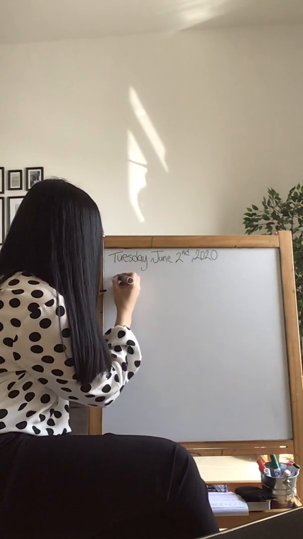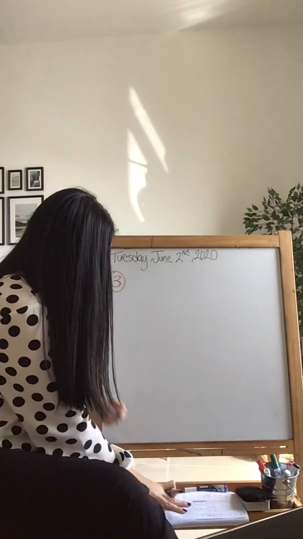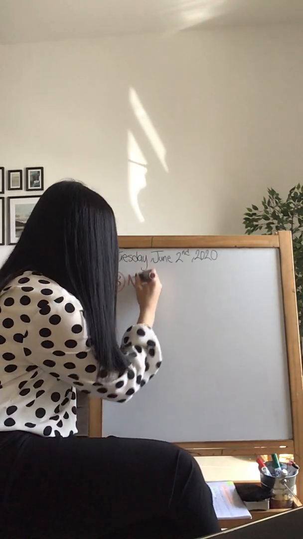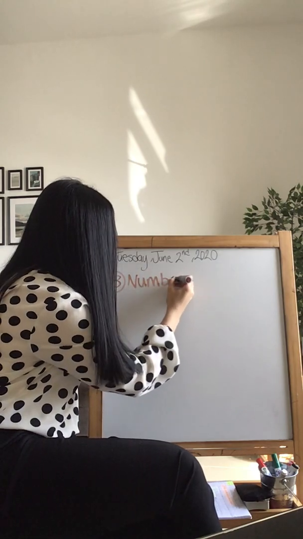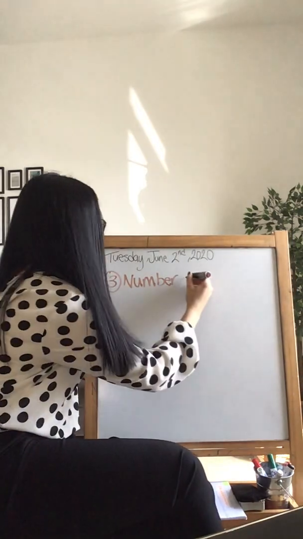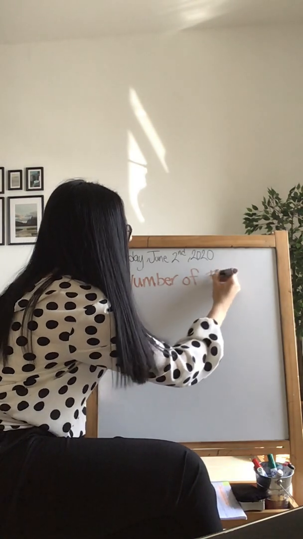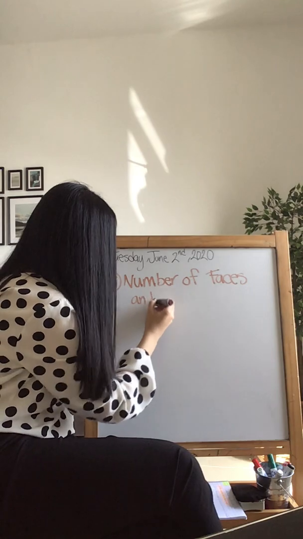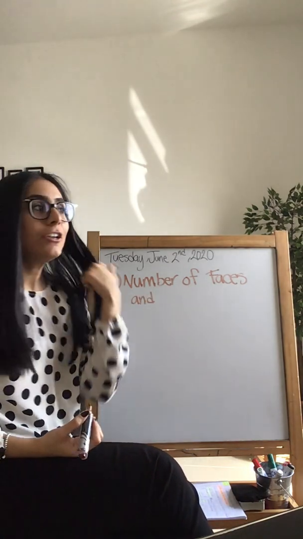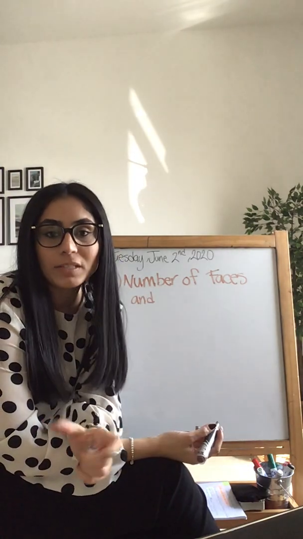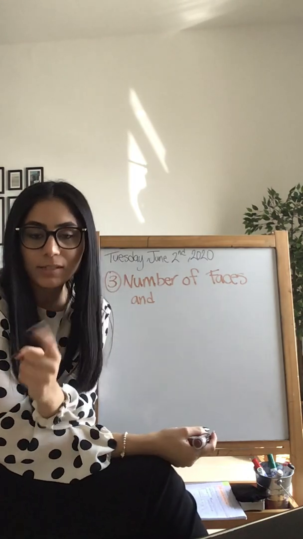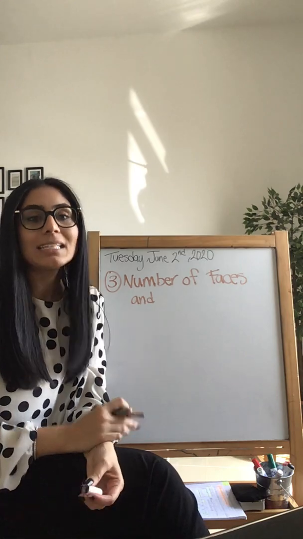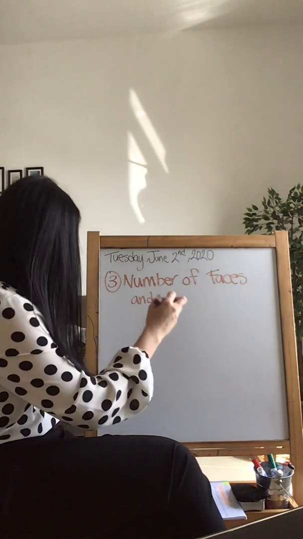Okay, number 3. Is the number of faces and vertices, okay? So now their singular form is vertex. So if I only have one vertex, we say vertex. If I have more than one corner, we'll talk about that in a moment, it is vertices, okay?